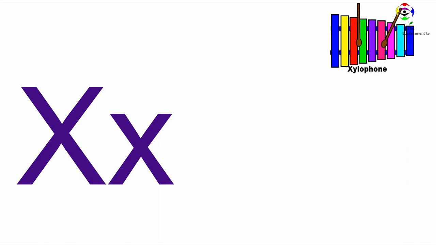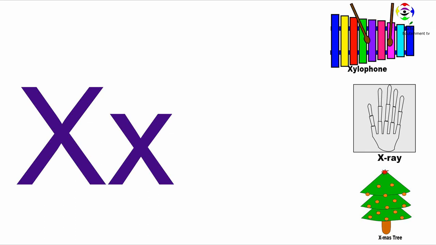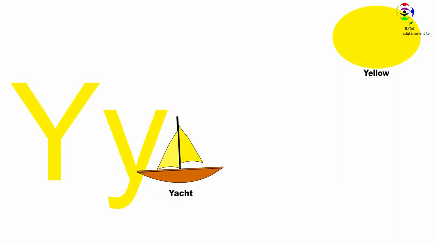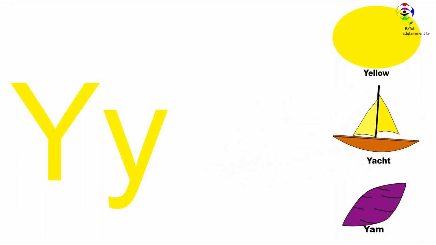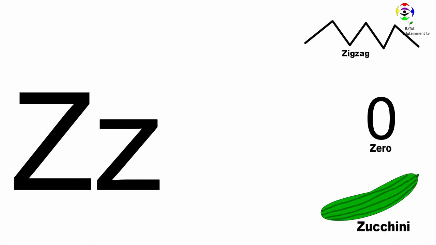X. X is for xylophone. X is for X-ray. X is for X-mas tree. Y is for yellow. Y is for yacht. Y is for yam. Z is for zucchini.